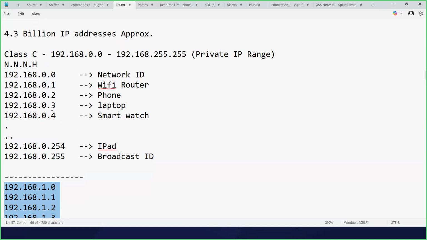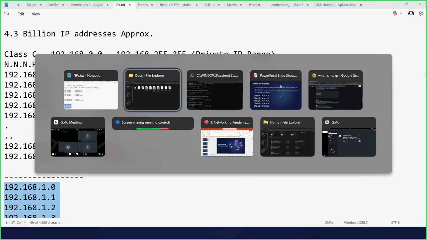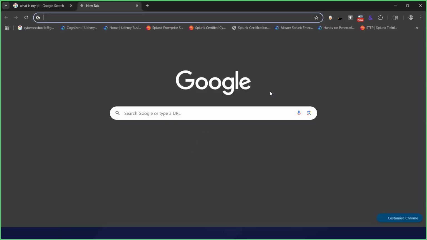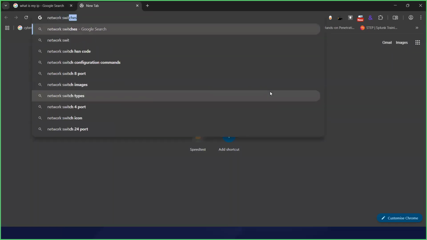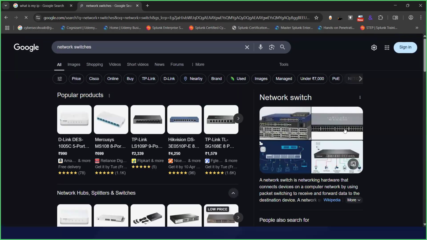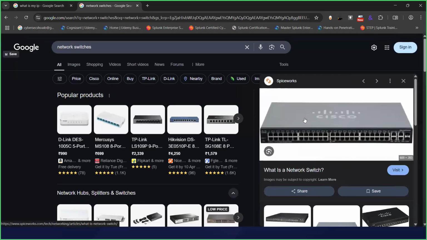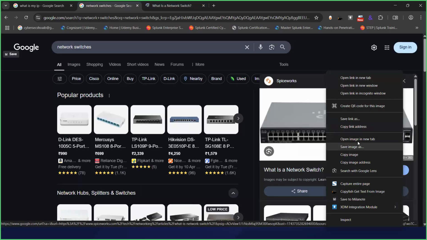If that is required, you need something called a router again. So if you have an organization, in an organization, what they use is switches. So again, if I search for a network switch here, this is what a network switch looks like. If I open up this image in a new tab. Oh, 1 second.